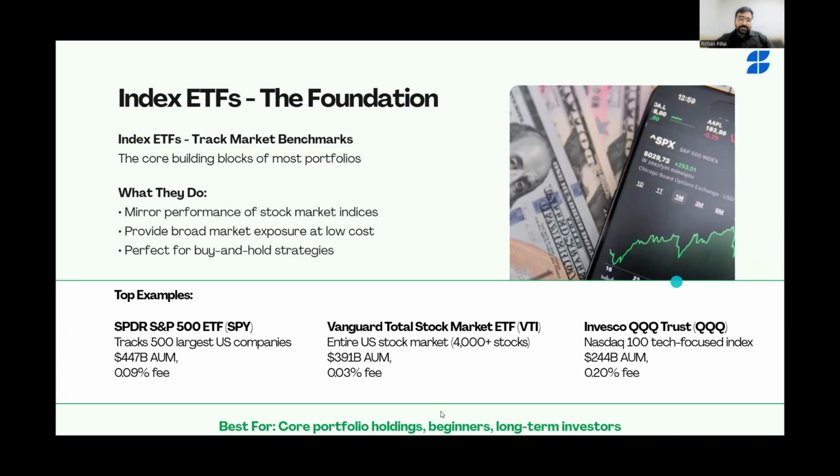So we have examples like SPDR S&P 500 ETF that tracks the largest companies in the US market, has a fee of around 0.09%. You have the Vanguard Total Stock Market ETF, VTI, that covers the entire US stock market that has over 4,000 plus stocks in that one ETF. Then you have the Invesco QQQ Trust, which focuses on the tech focus index in the US market, Nasdaq.